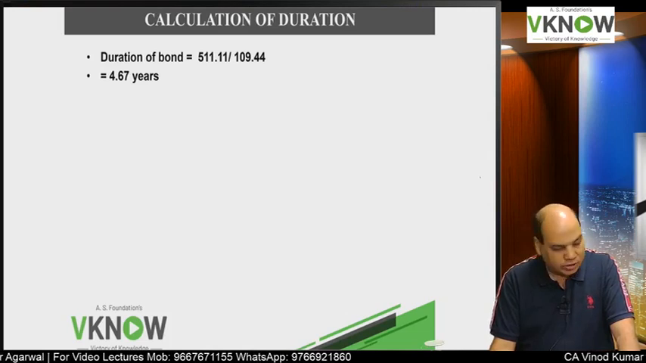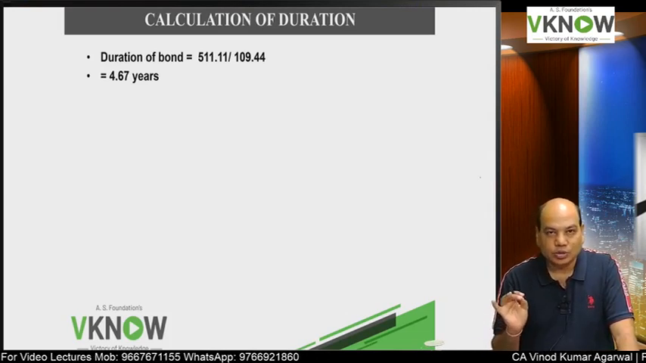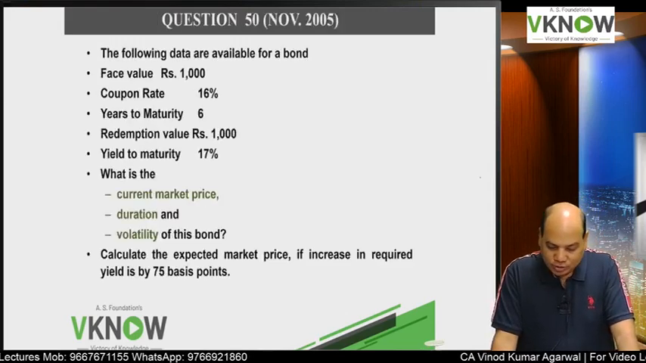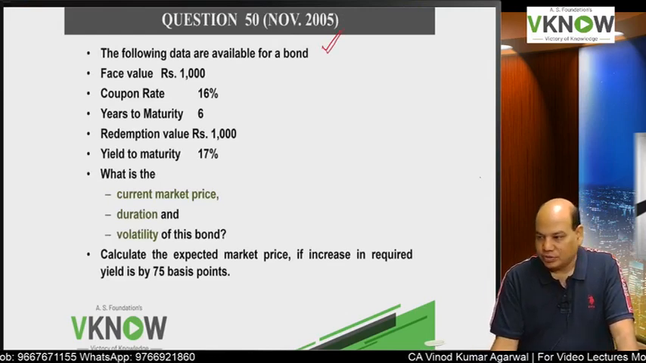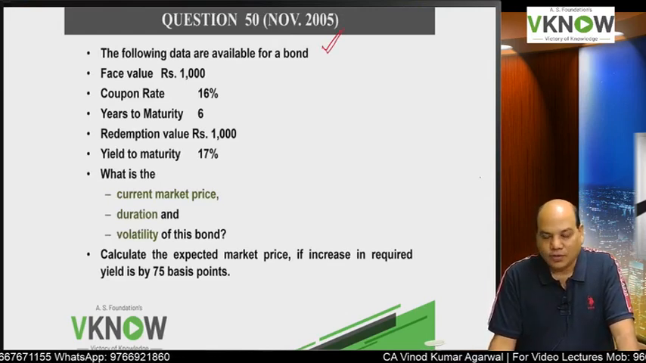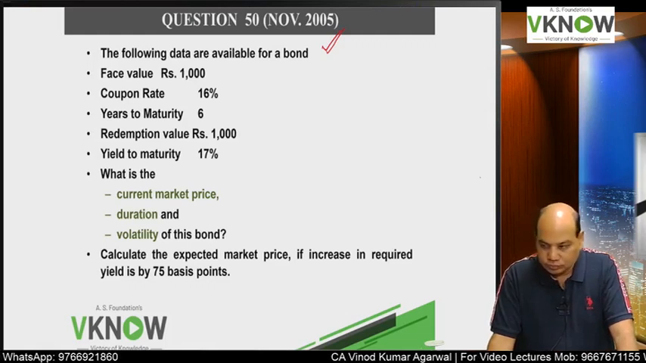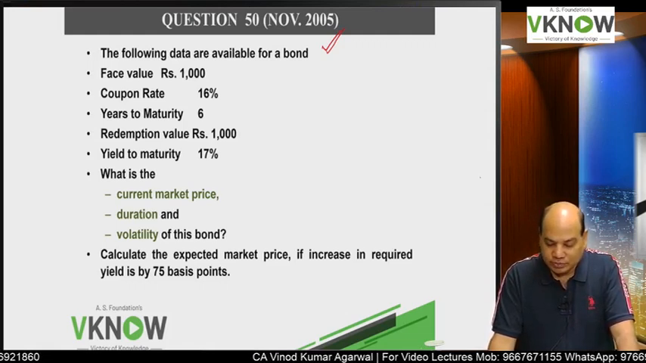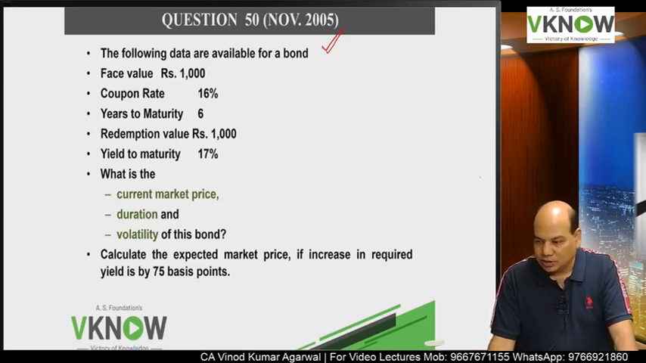Okay. So this is a small simple question, but students make mistakes. They do not calculate YTM and they solve directly. No problem. Come to next question number 50. This is from your exam November 2005. The following data are available for a bond. Face value 1000, coupon rate 16%, years to maturity 6, redemption value 1000.